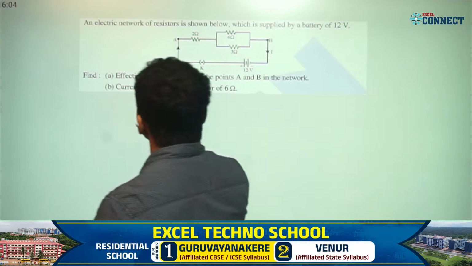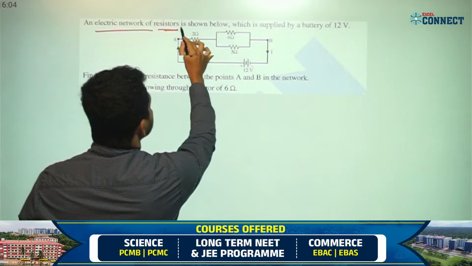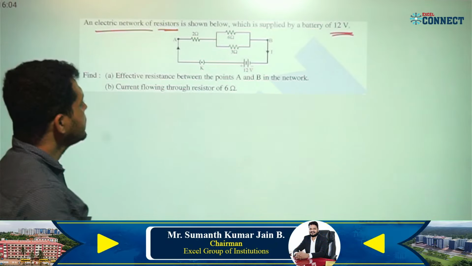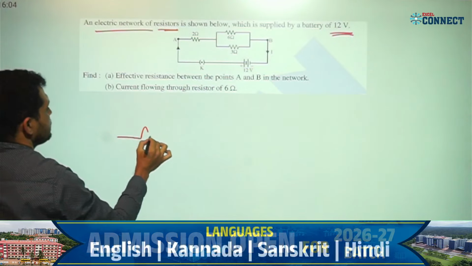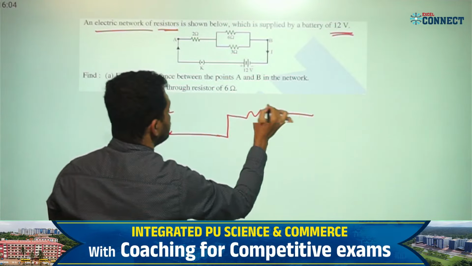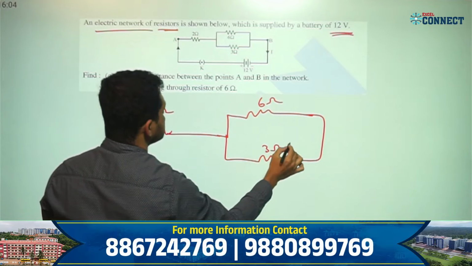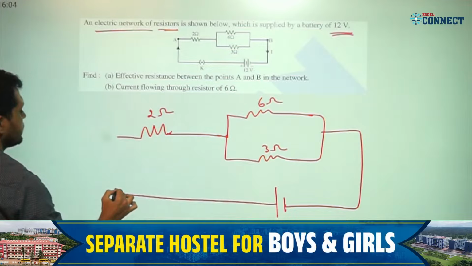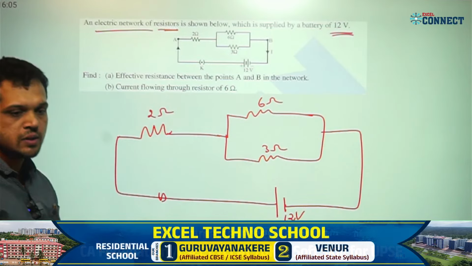An electric network, resistors are shown below. Supplied voltage is 12 volt here. A 12 volt supply is given. Here 6 ohm, 3 ohm resistors. See, I will redraw here. This is a 2 ohm resistor here. Next, a 6 ohm resistor. Another 3 ohm resistor. This is connected to a battery with a key. This is a 12 volt battery. This is the circuit. Okay.